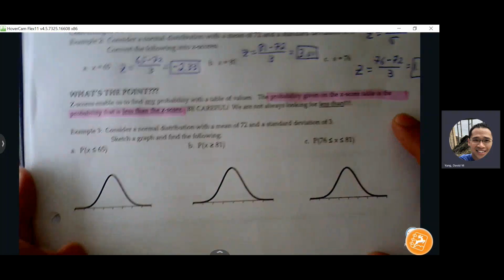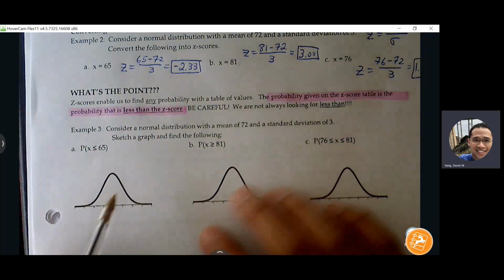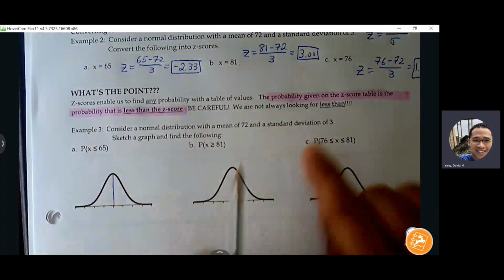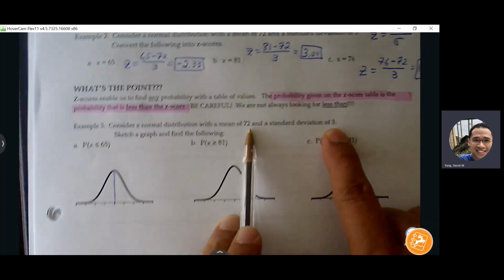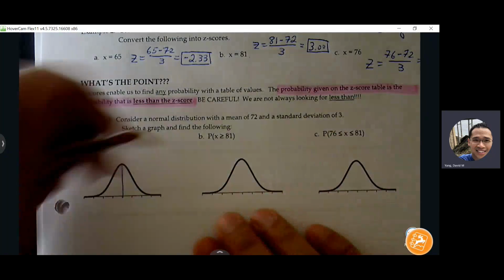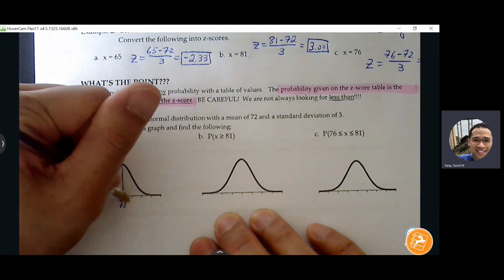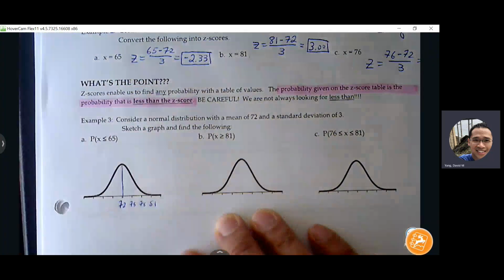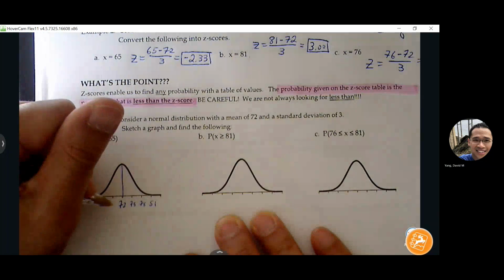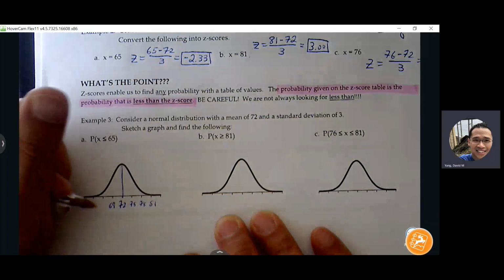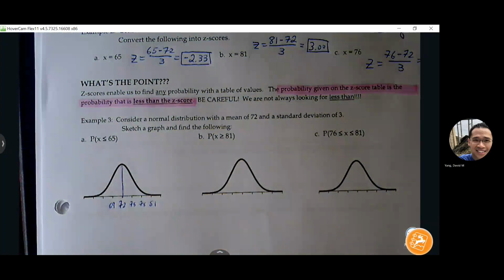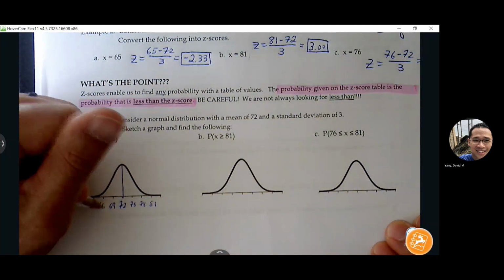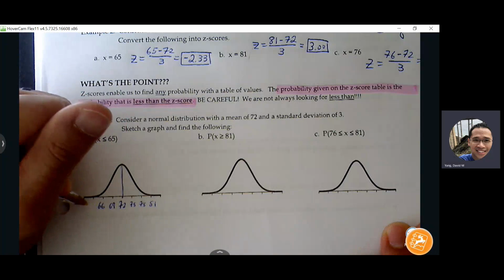just so we can get some visual, let's sketch the graph in terms of what we can gather if the mean is 72 and the standard deviation is 3, right? So I know 72 can go in the middle, 75, 78, 81, 69, 66, 63.